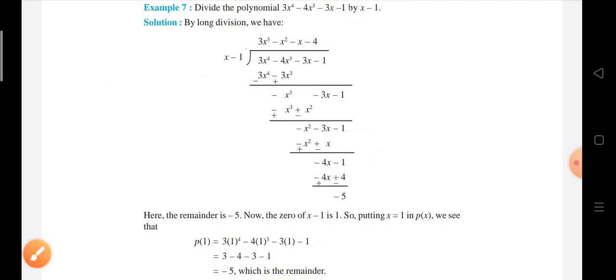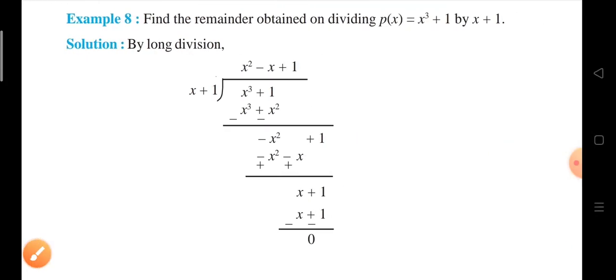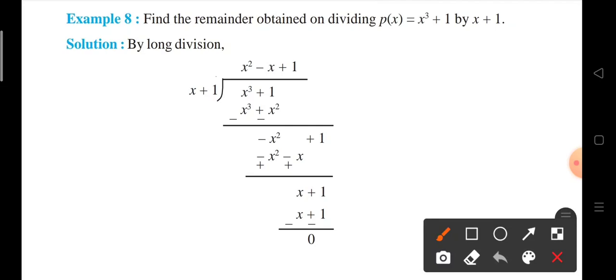Is it clear? Now we move to example number 8. We have to deal with it the same way. Now find out the remainder. Okay, so we can find out directly. It is the long division. We are not discussing this again. You can divide it now.